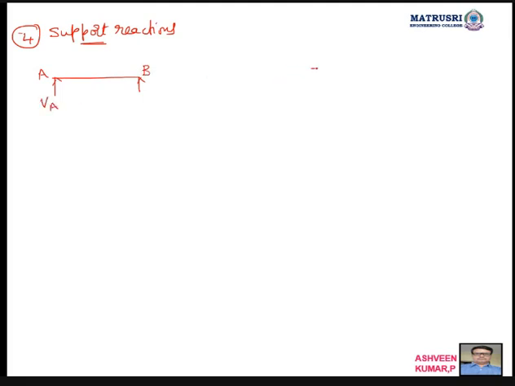Similarly, if I go to the other one, this is C. Because we have B on both sides, this I'll take as VB1, this I'll take as VB2. Now what is happening? Moment about A is 0. Then moment about B, how much did you get? 74.64.